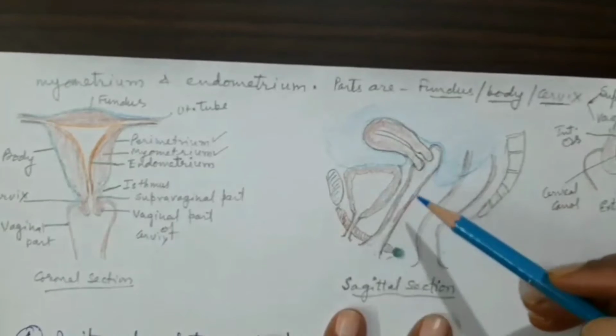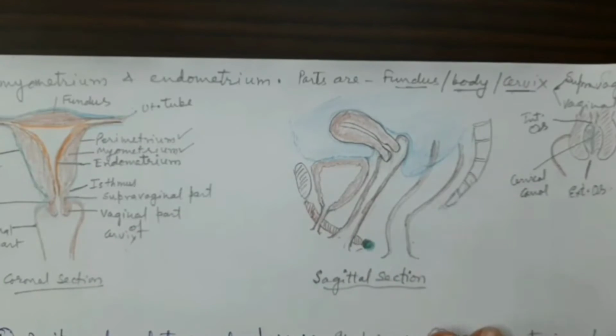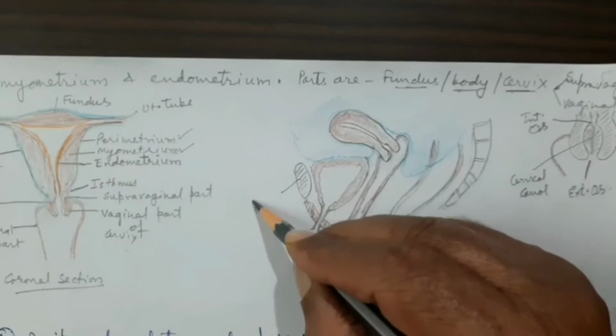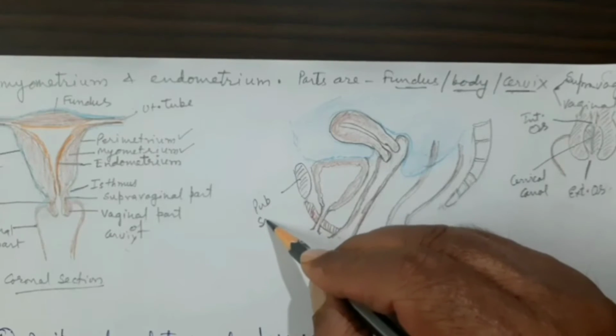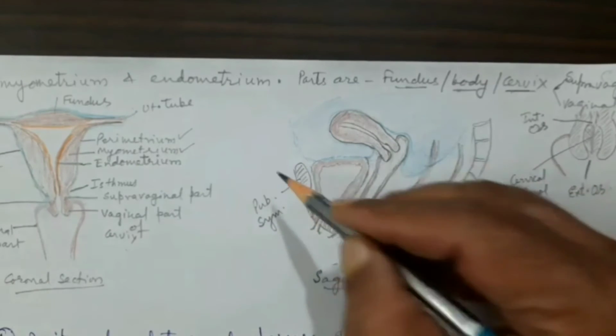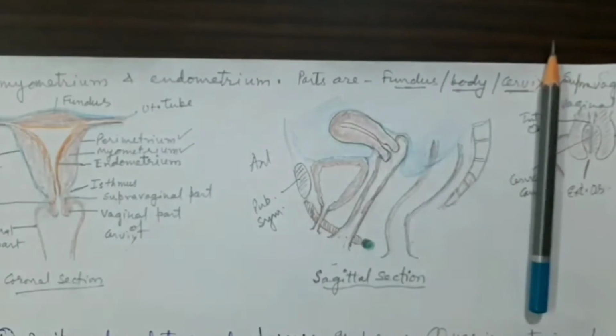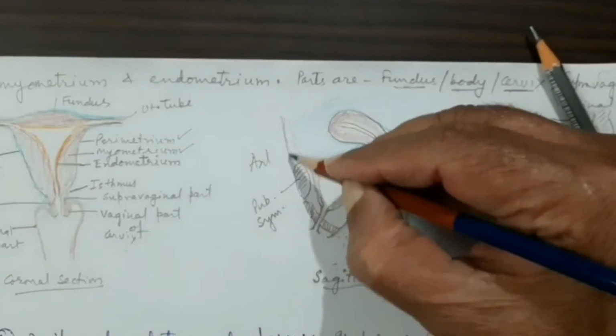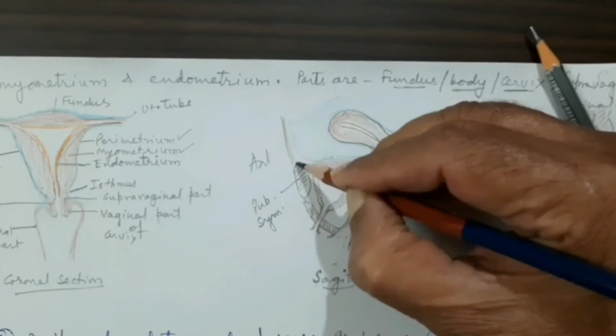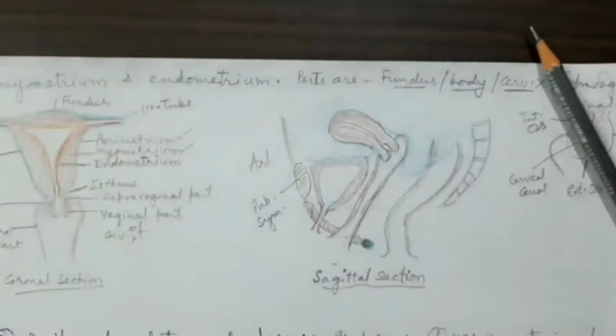Let us see the orientation of this diagram. This is the pubic symphysis, the anteriormost part. This is the anterior. Here will be the anterior abdominal wall. The linea alba will be attached, and the muscle is there, for example.